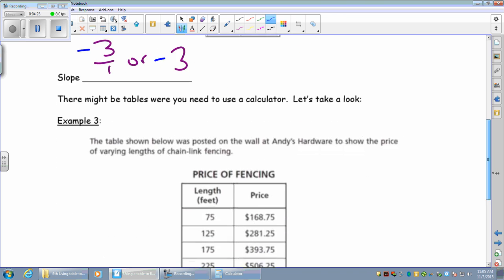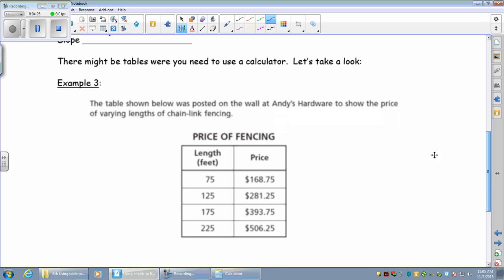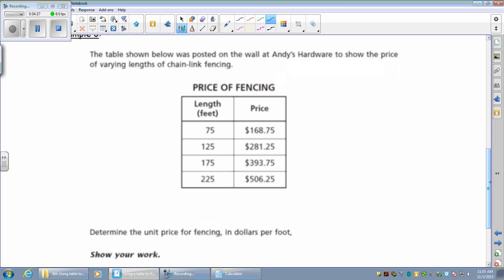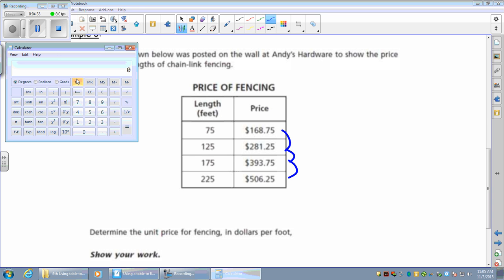I found one that's a little bit tougher. There's going to be tables where you need to use a calculator, so let's take a look at this. Let's see what this side is changing by each time. So I'm going to bust out my calculator. I'm going to say, let's go 281.25 and subtract 168.75. And when I do that, I end up getting 112.5.